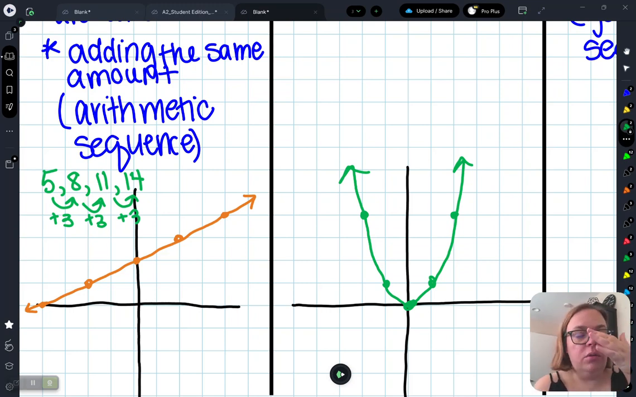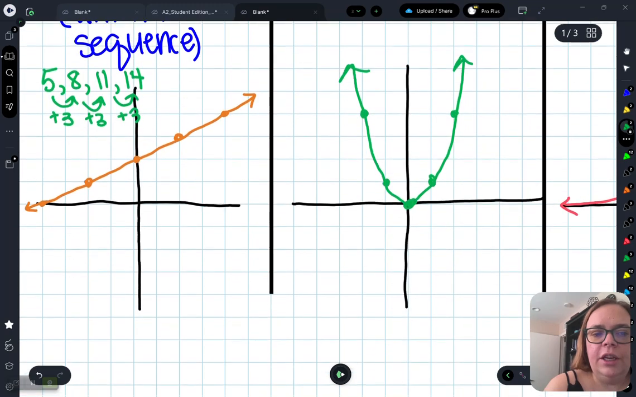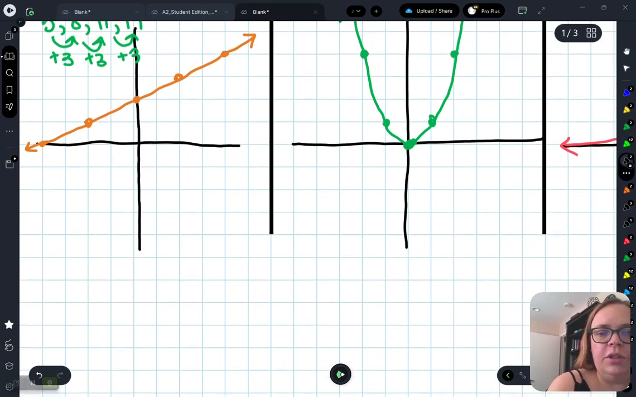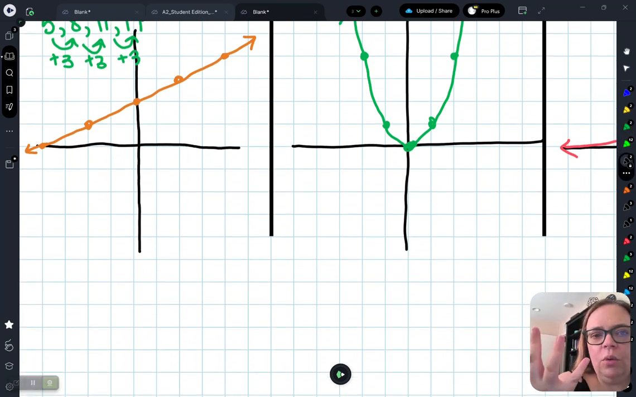Okay, it might be a whole number, it might be a fraction, it might be negative and going down. So here's a graph. It's a line. Linear functions are lines. Okay, let's look at a table of values of this particular graph and see what I mean by the first differences are constant.